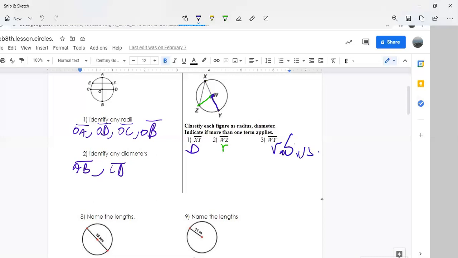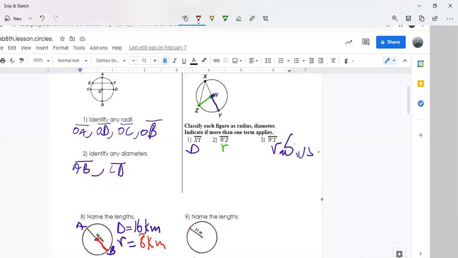Numbers 8 and 9 ask for the radius and diameter. Here, the line that cuts the circle in half, passes through the center and goes from side to side, from A to B, is the diameter. So the diameter here is 16 kilometers, and the radius is half of that. From the center to here is one radius, so half of 16 is 8 kilometers.